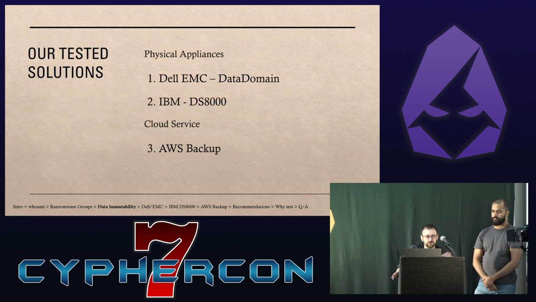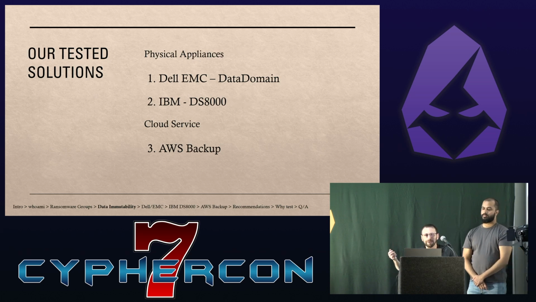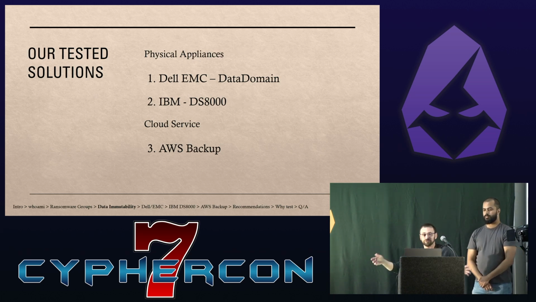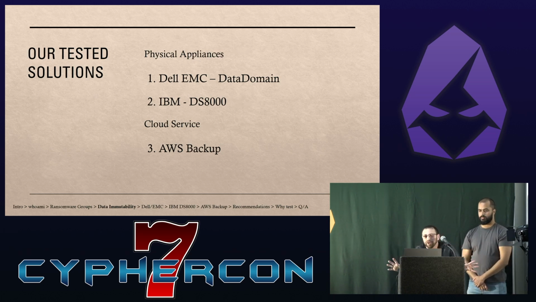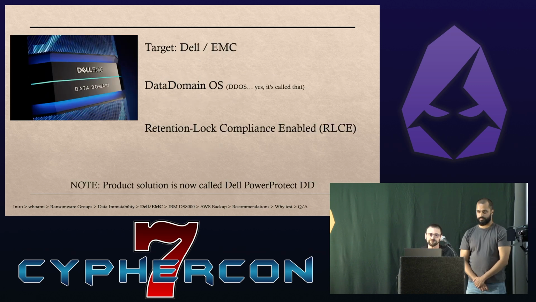So the solutions that we tested were Dell EMC's Data Domain, IBM's DS8000, and AWS Backup. The first two are physical appliances. They're giant machines that go in your data center, handle the backups, send them off to some other system, whatever. I'm not sure how that works, but they're physical appliances in your data center. The other, obviously, is in the cloud, is AWS.